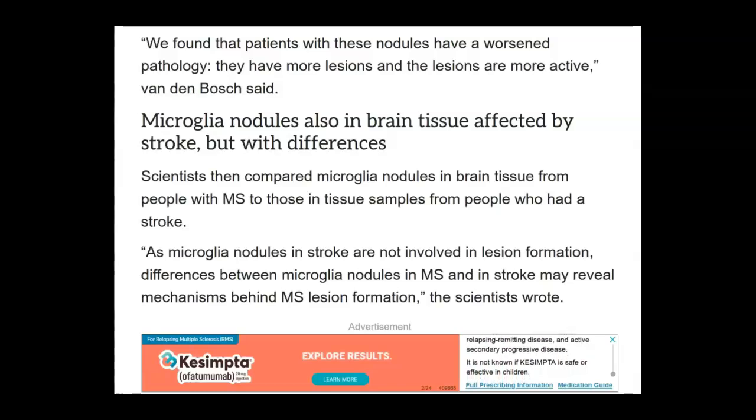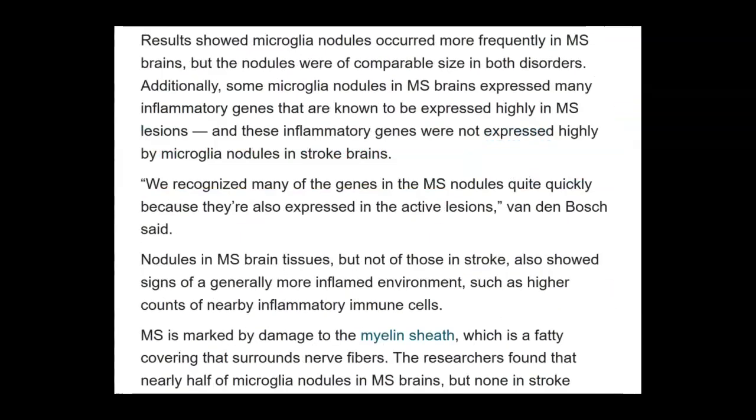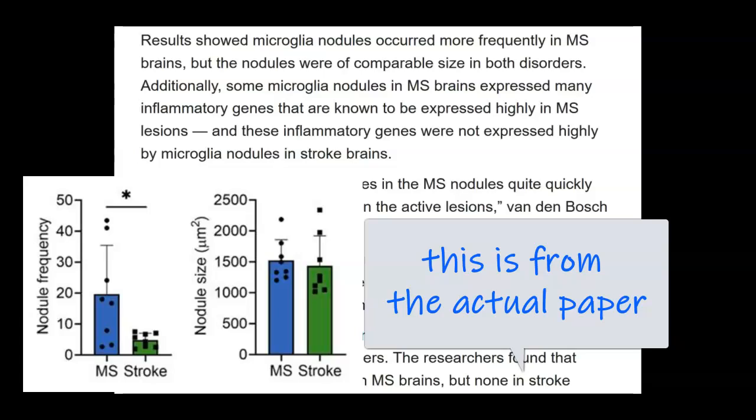Microglia nodules are also in brain tissue affected by stroke, but with differences. Scientists then compared microglia nodules in brain tissue from people with MS to those in tissue samples from people who had a stroke. "As microglia nodules in stroke are not involved in lesion formation, differences between microglia nodules in MS and stroke may reveal mechanisms beyond MS lesion formation," the scientists wrote. Results showed microglia nodules occurred more frequently in MS brains, but the nodules were of comparable size in both disorders.